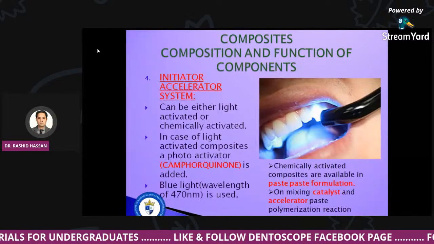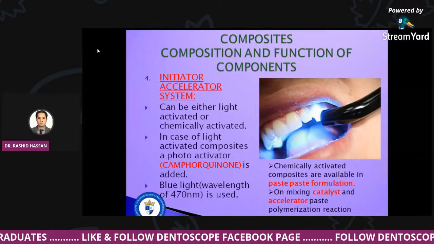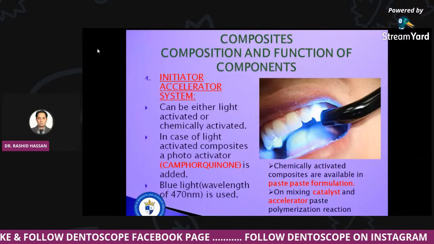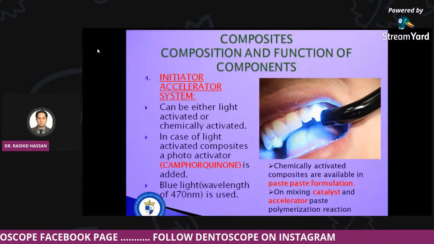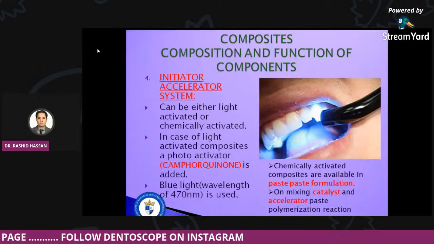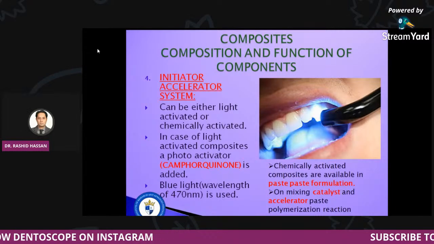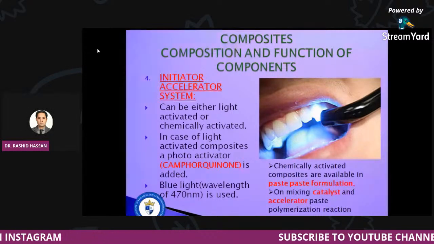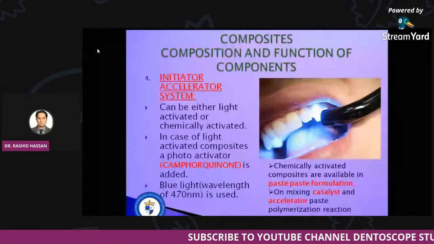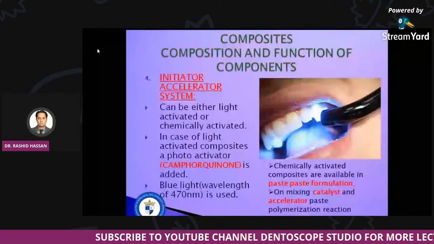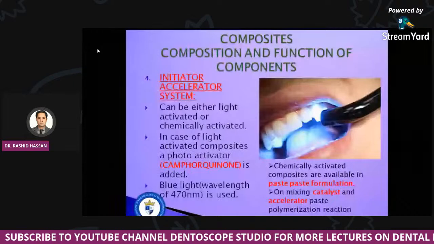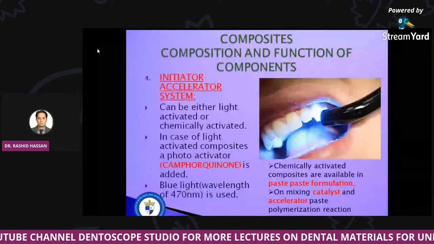And the second one is the chemically activated composites. They are available in a two paste formulation. When you mix both these pastes, the polymerization reaction starts. So this is the difference between light activation and chemical activation.